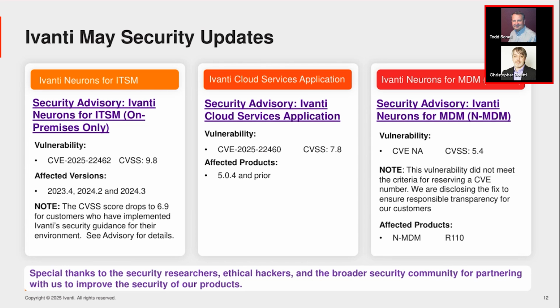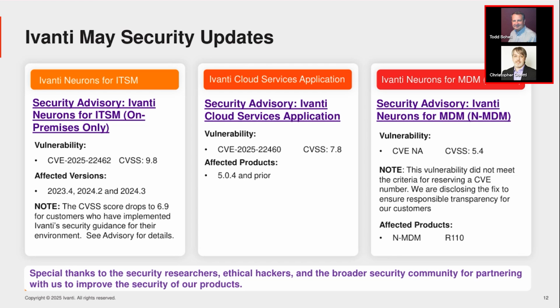If you are using our Ivanti Neurons for MDM product, there was a vulnerability that was resolved there. That has been resolved. The other 2, the Ivanti CSA and Neurons for ITSM on-prem, again, vulnerabilities that have been resolved there. No known exploitation or anything on any of these 3, but the 2 on-prem products do have a patch for you to install. So just be aware that those are available.